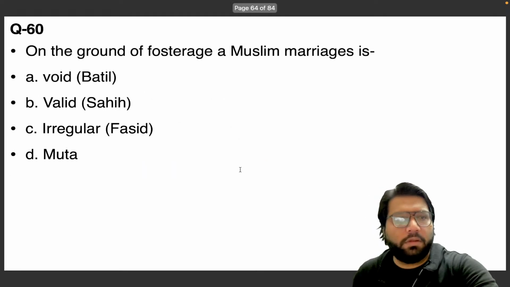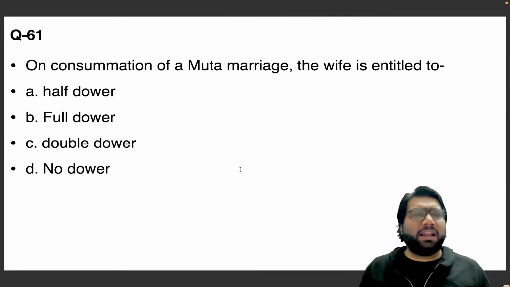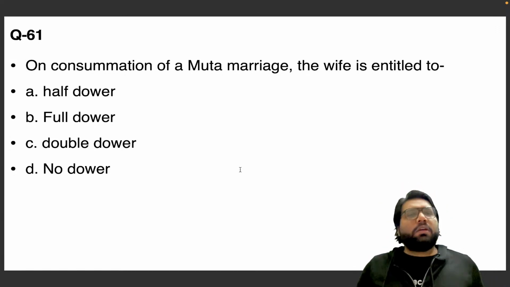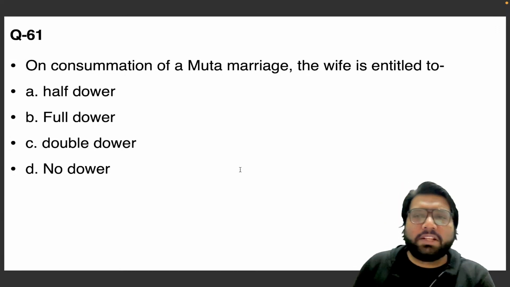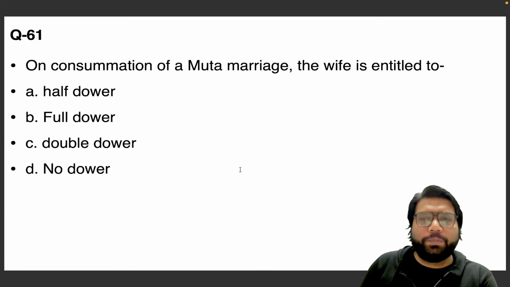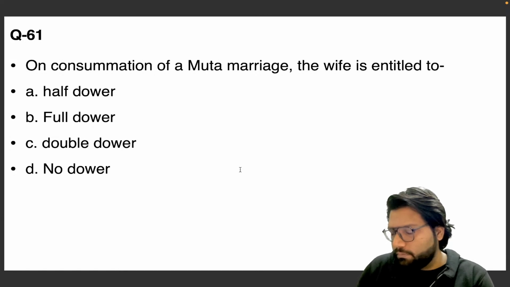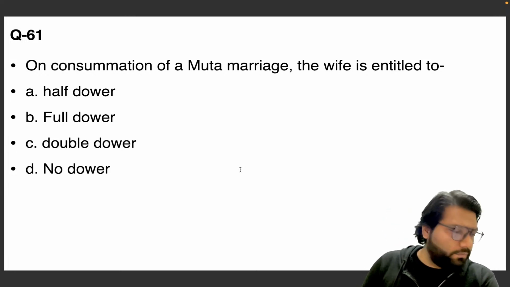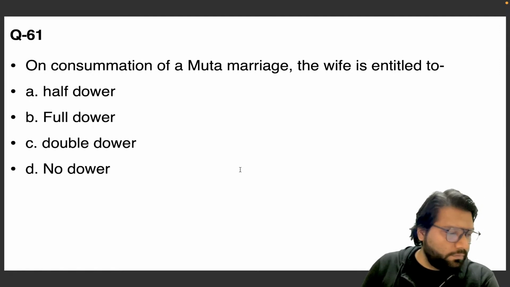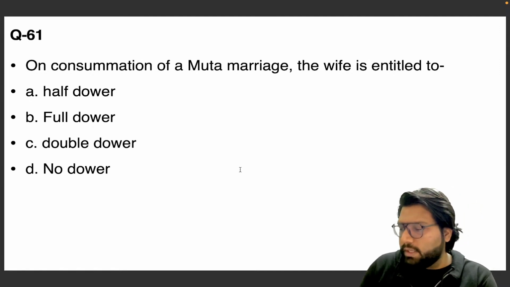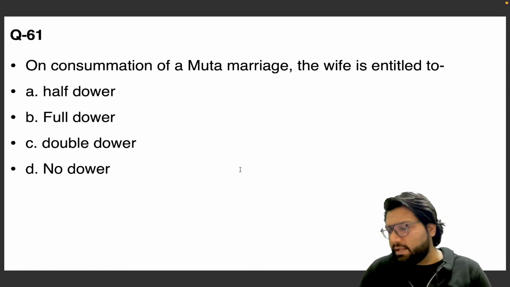चलिए next. I guess last question maybe. On consummation of a muta marriage, the wife is entitled to... everyone's answer is correct.